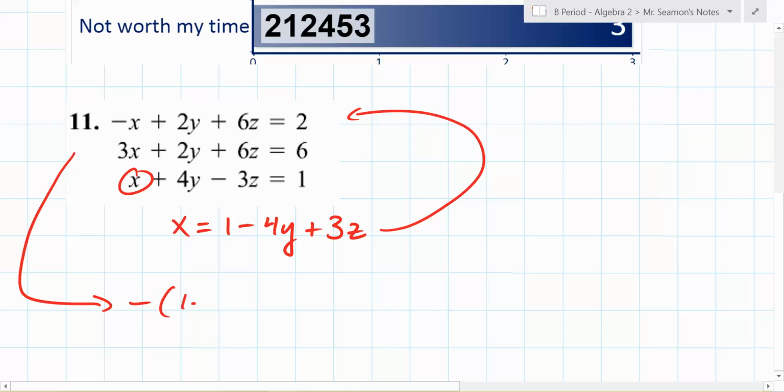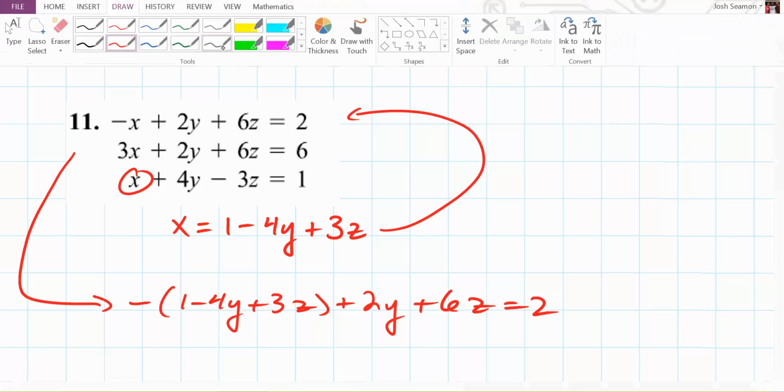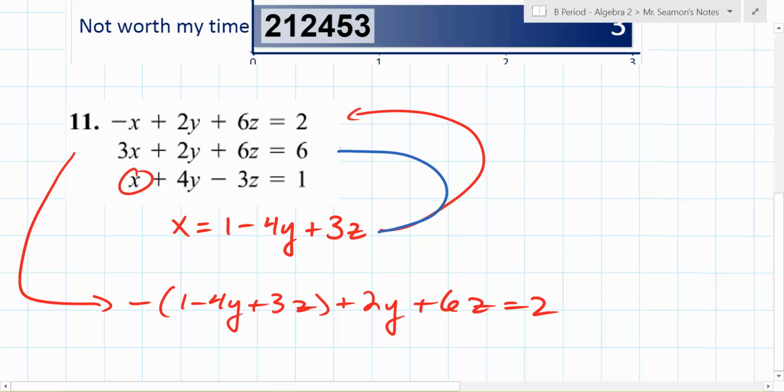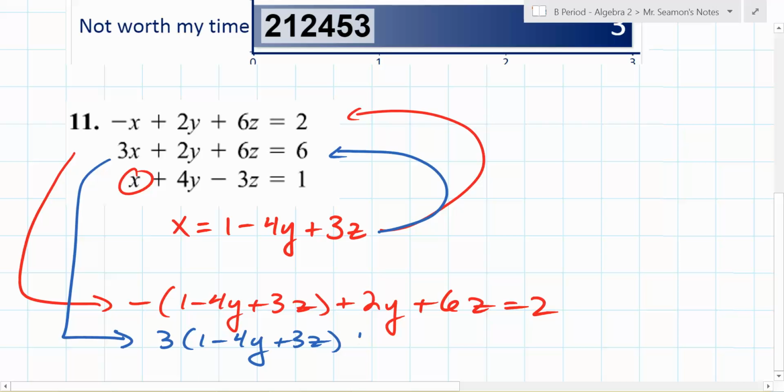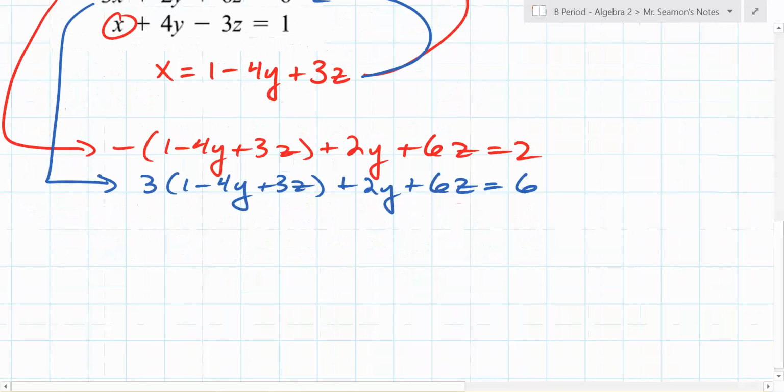Negative 1 minus 4y plus 3z, plus what, Gabby? Plus 2y plus 6z equals 2. And then we also have to substitute it where? Yeah, the second one. What does that one become? 3 times 1 minus 4y plus 3z. But this one's going to be plus what? 2y plus 6z equals 6.